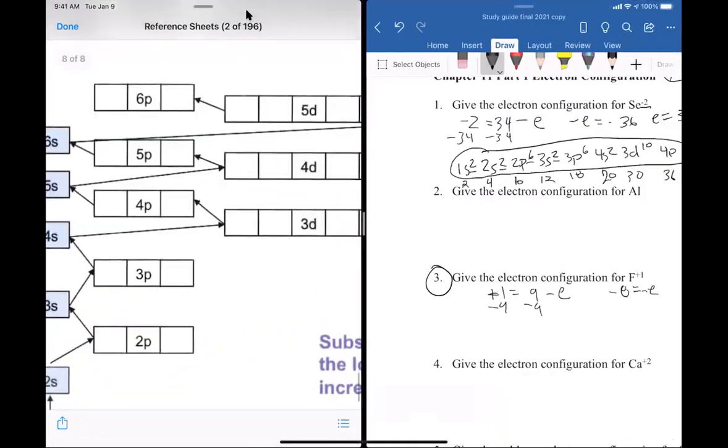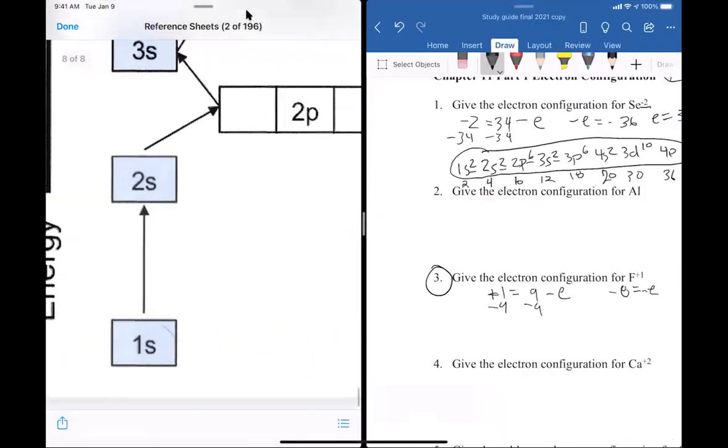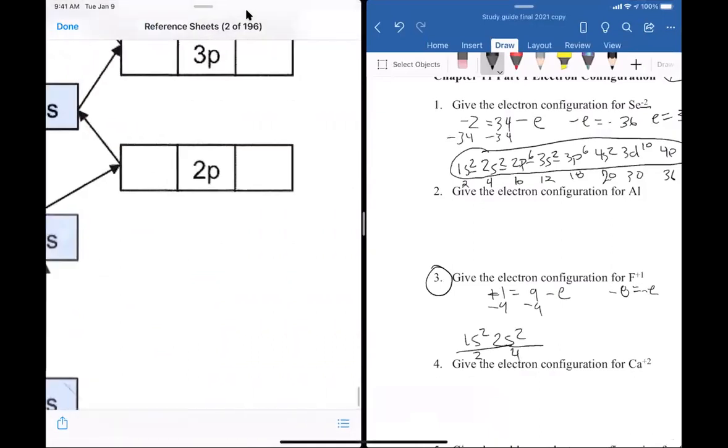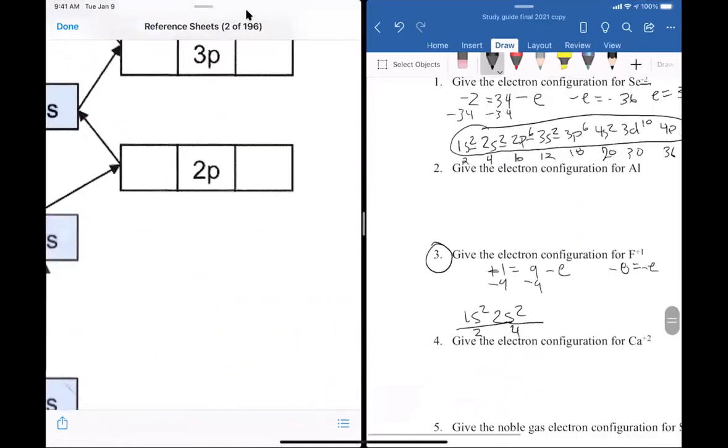Our last reference sheet, and we start at the bottom. So we are going to start at 1s, and then we can put 2 there. So that's 2. Then we do 2s2. That's 4. Then we go to 2p. That's 3 of them that can fit there. Then we need 4 more because we want 8 total. So our answer would be 1s2, 2s2, 2p4.